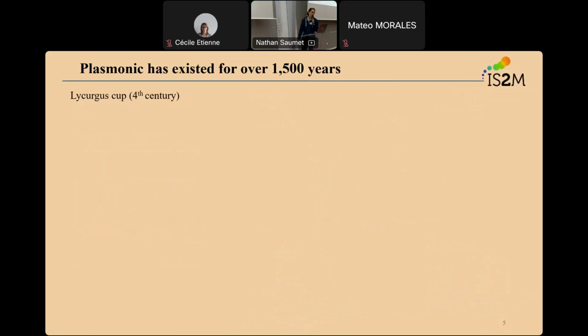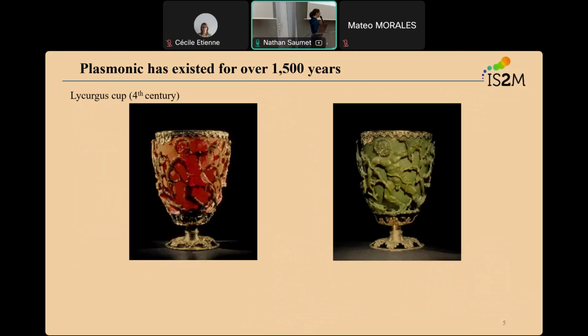So plasmonics, in science, exists really since 70 years. But it has existed for more than 1,000 years through this object. Maybe you know this object. It's the Lycurgus cup, and it can be red or green. And this is due to plasmon.